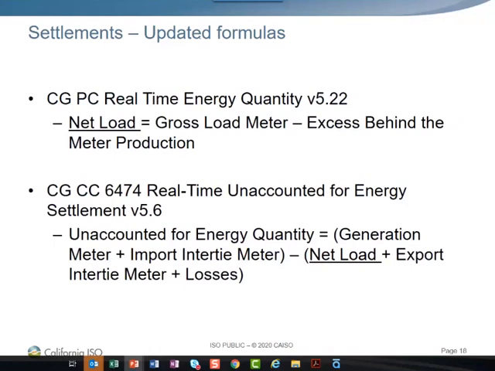As you can see there, UFE is usually the sum of the generation and imports minus the sum of the load, exports, and transmission losses. But now you'll see that it is the sum of the generation meter and imports, which hasn't changed, subtracting out that net load, plus the export intertie meter, plus the losses. So that's a difference in this formula for UFE.